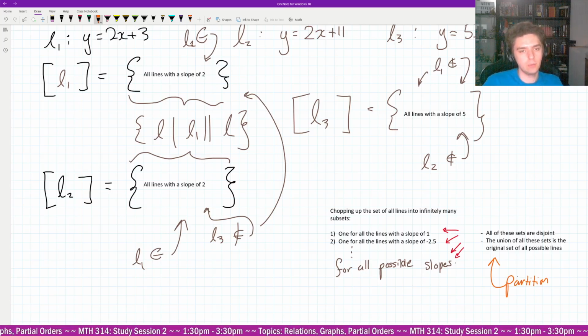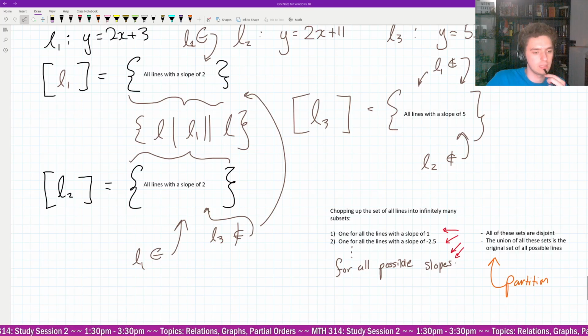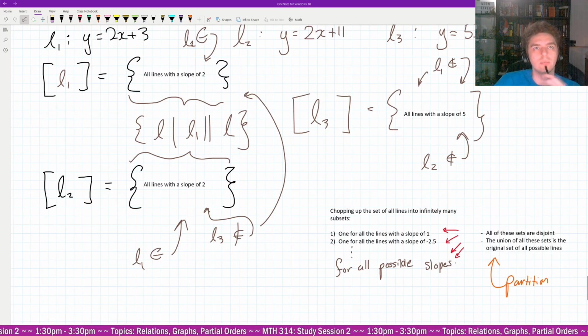So let's talk a little bit more about equivalence classes. I think there was an example from the textbook, which I just remembered, which I think we might want to do from the actual course textbook. So let's take a look. Any questions while I'm finding this one?